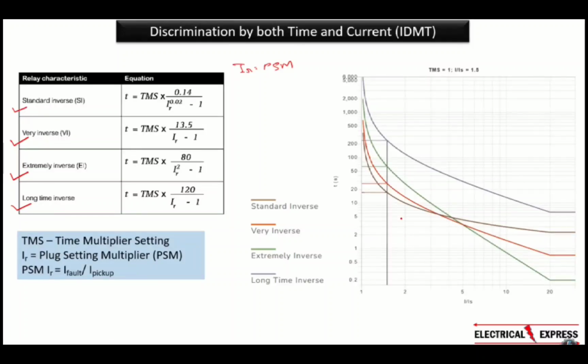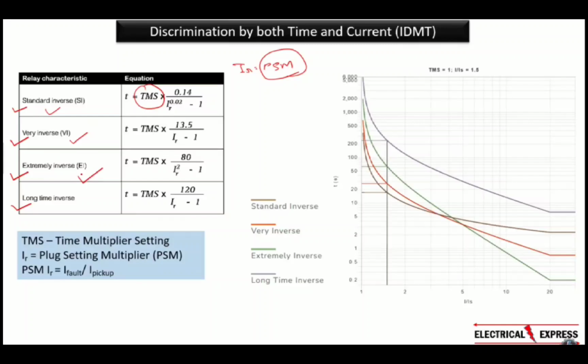So friends, in the next video, we'll try to understand how we draw these graphs using the plug setting multiplier and the time multiplier setting. Second, if we look at a practical system, for example, in a switch yard with many feeders, transformers, and generators, how do we do that if we need to set relays there? What factors should we consider when setting relays? And finally, we'll see when we use standard inverse, when we use very inverse, or when we use extremely inverse in a system.